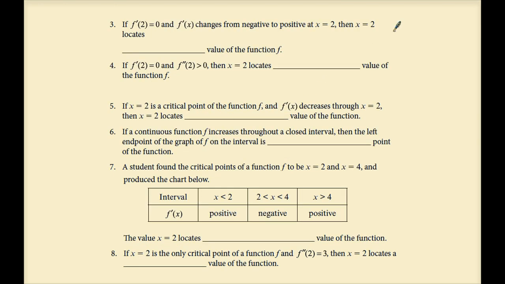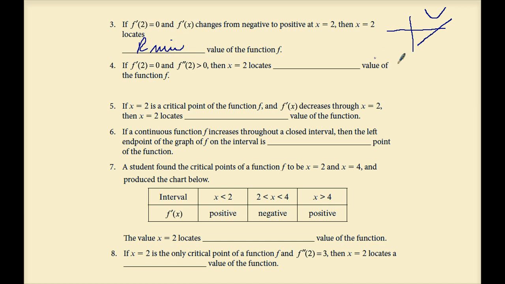Number 3, if f prime of 2 equals 0, therefore is a critical number, and f prime of x changes from negative to positive at x equals 2, then x equals 2 locates what value of the function? Well, if f prime of x changes from negative to positive, that means on the original graph we would have slopes decreasing then increasing. We've located a relative minimum value of the function f.